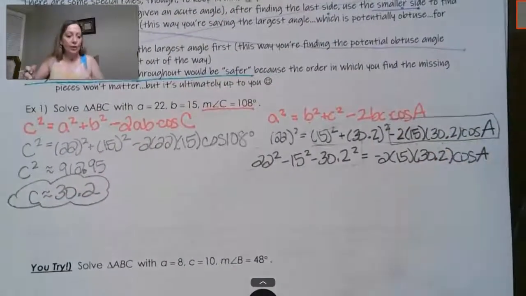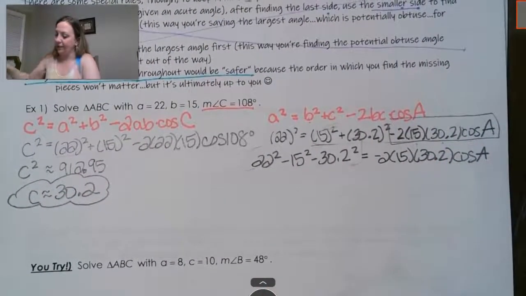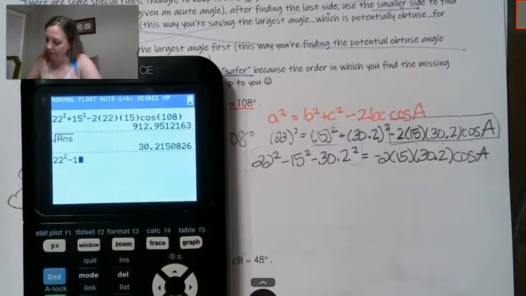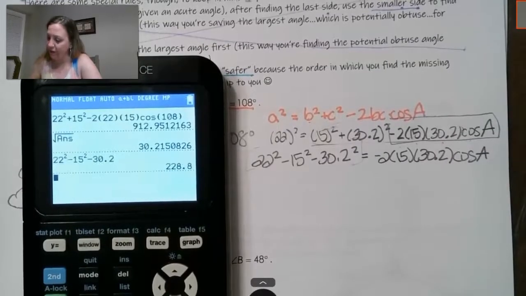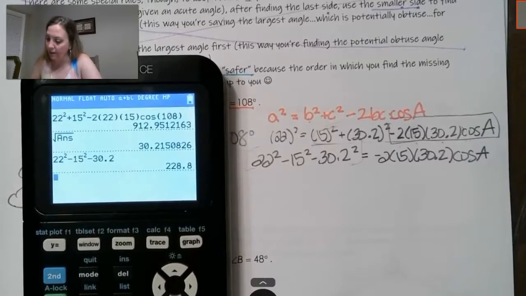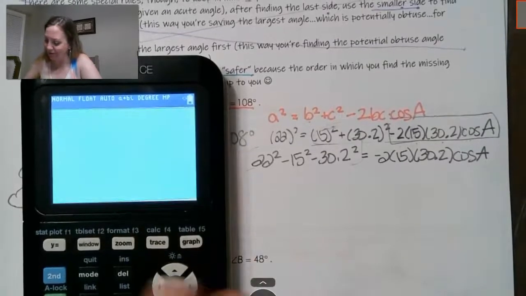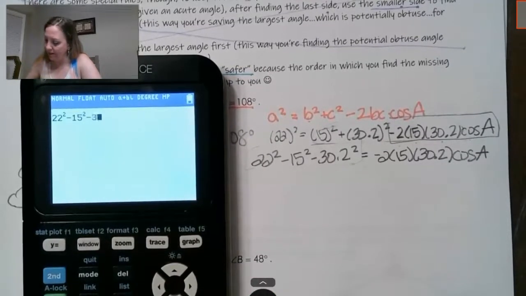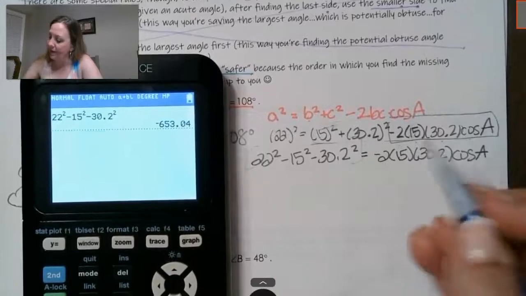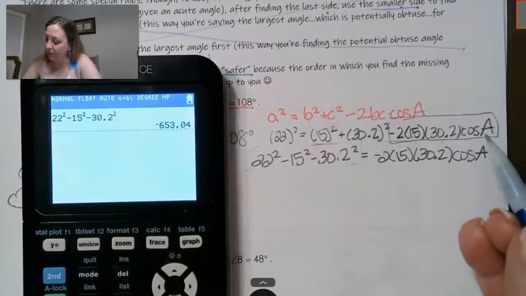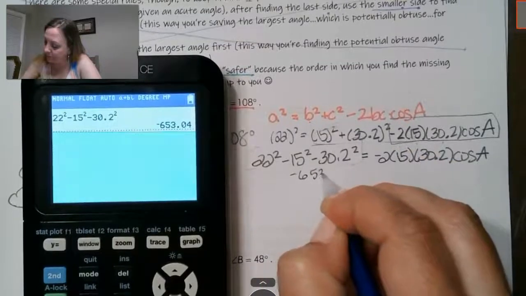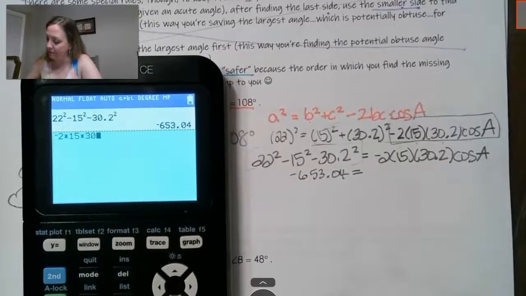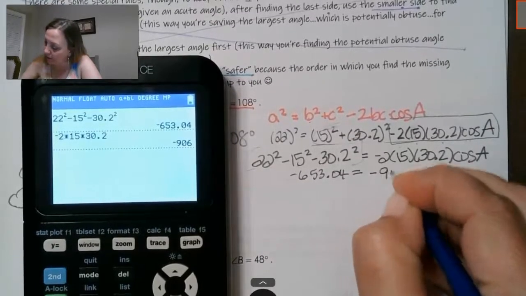Okay. So let's put this into the calculator. Let's put 22 squared minus 15 squared minus 30.2 squared. Oh, I didn't square it. 22 squared minus 15 squared, wow. Minus 30.2 squared. Okay, that gives me about 653.04. And then I can multiply these together: -2 times 15 times 30.2.